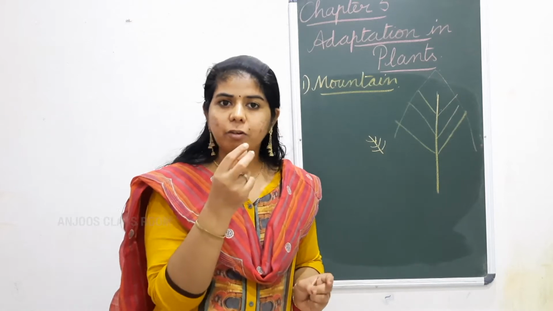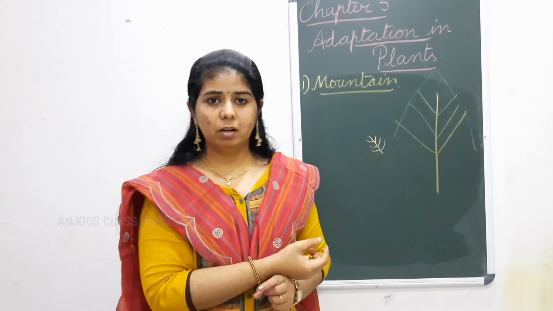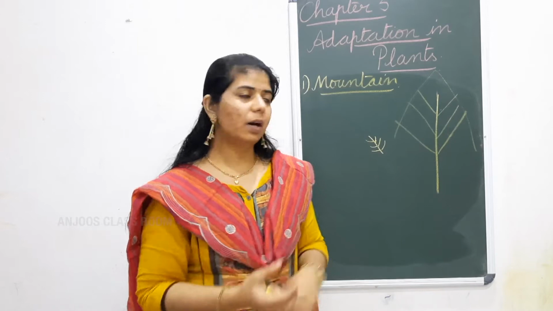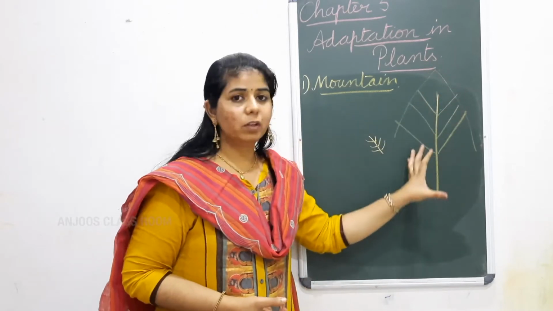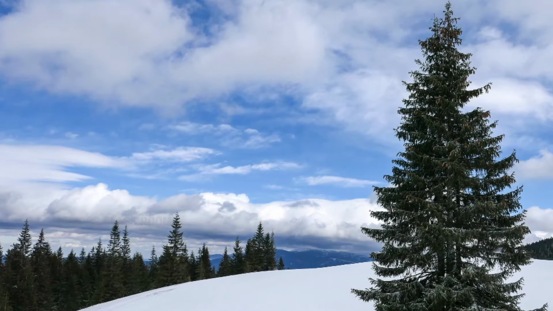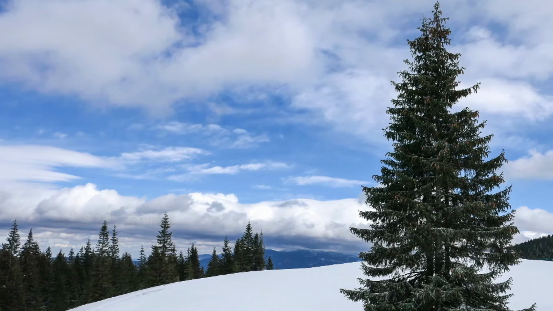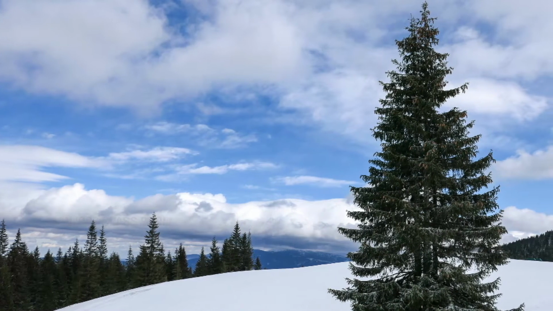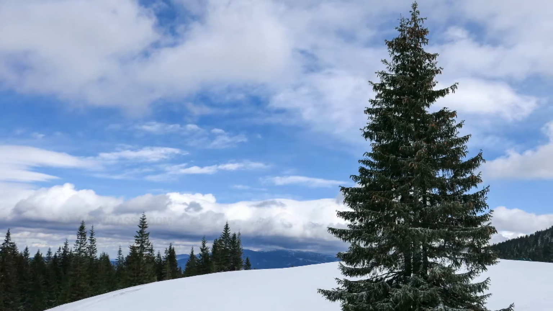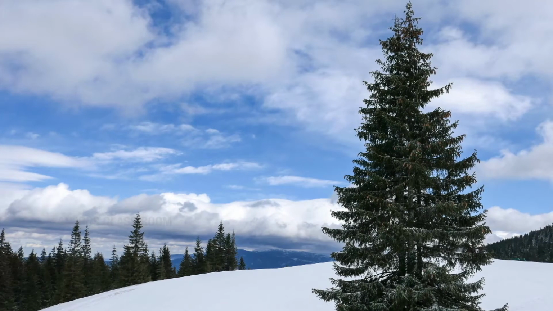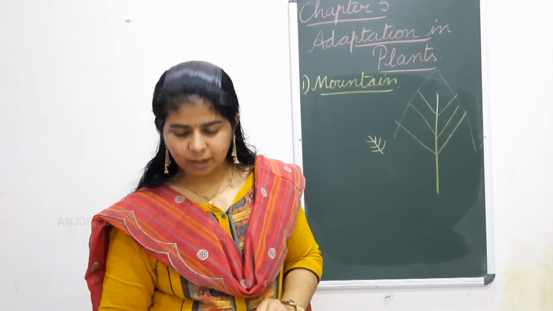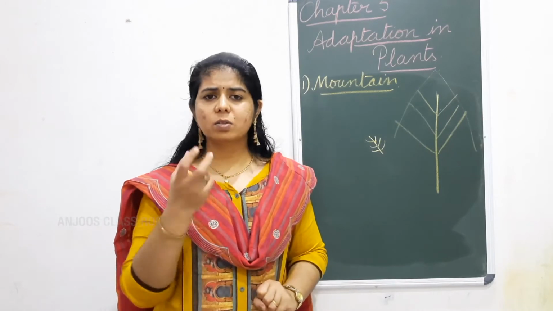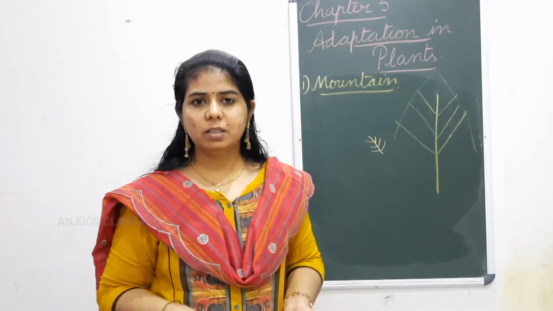So when the snows are falling on it, that leaves will not break down fast. And if it is having the conical shape, the snow can slip out. It will not stay on the branches. So that is why it is having a conical shape. Understood? It will not allow the snow to remain. Why? Because the snow, if it is there on it, it can damage the plant.